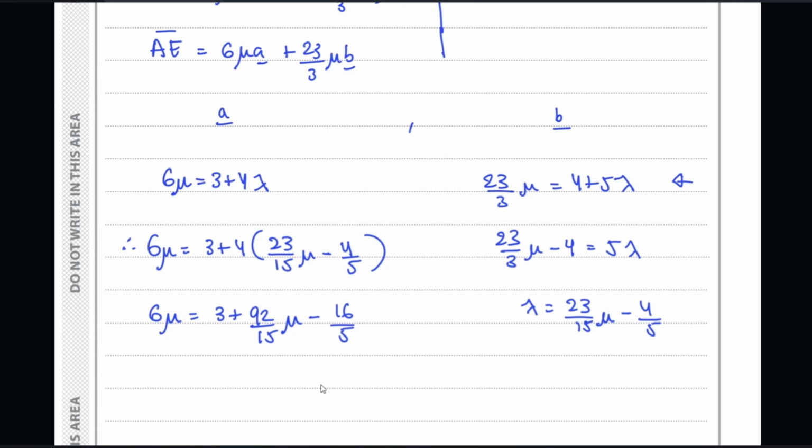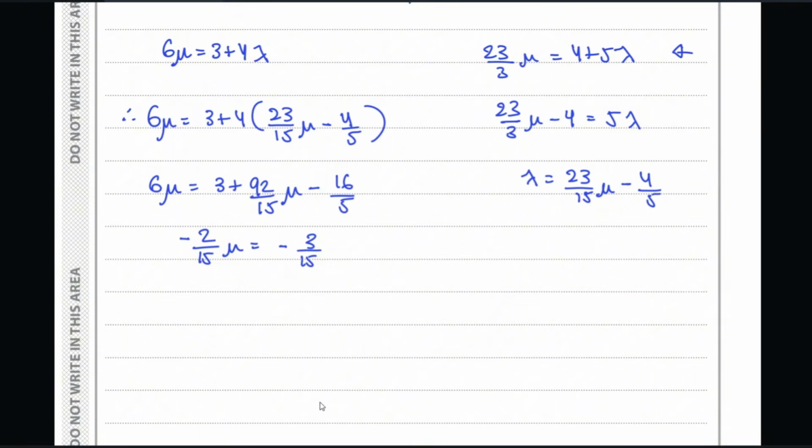Let's move 92 over 15 mu to the other side. So 6 minus 92 over 15 is minus 2 over 15 mu. And on the right side, we have 3 minus 16 over 5, which is minus 1 over 5, or we can say minus 3 over 15. We can multiply both sides by negative 15 so that we have 2 mu is equal to 3. So mu is equal to 3 over 2. That means mu is 1.5.